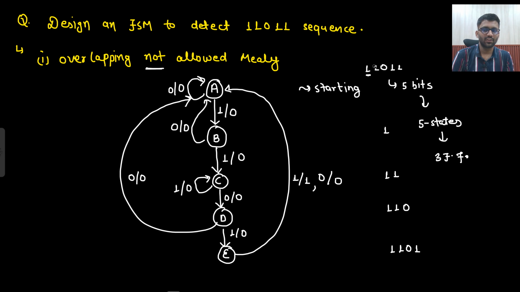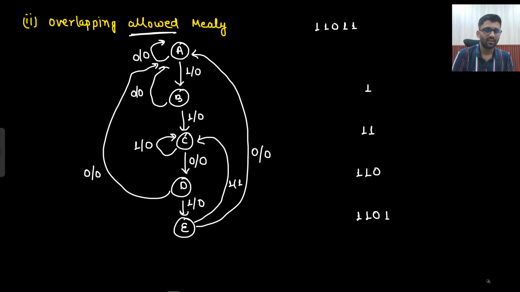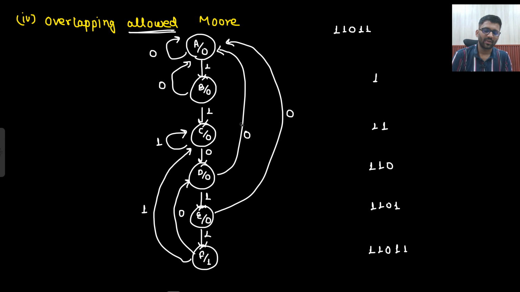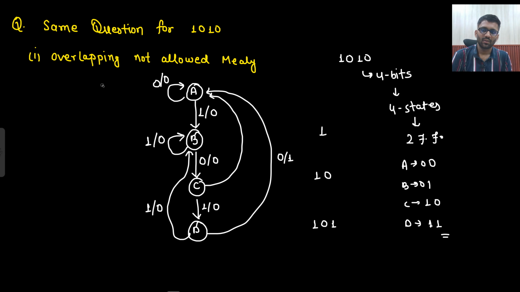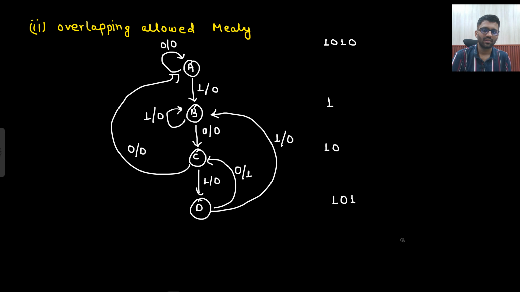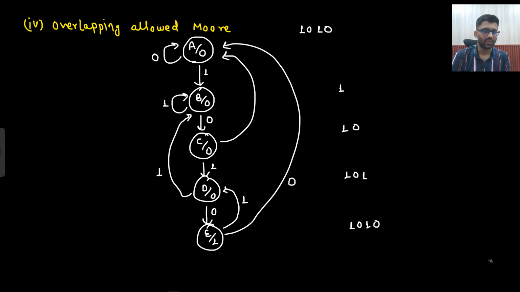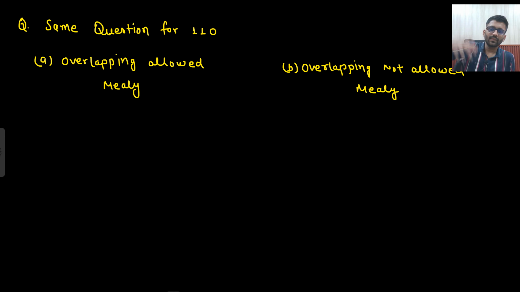First we started with 1010: overlapping not allowed Mealy, overlapping allowed Mealy, overlapping not allowed Moore, and overlapping allowed Moore. Do this example. Only design the Mealy machine. You don't need to design Moore. Moore you can design on your own.